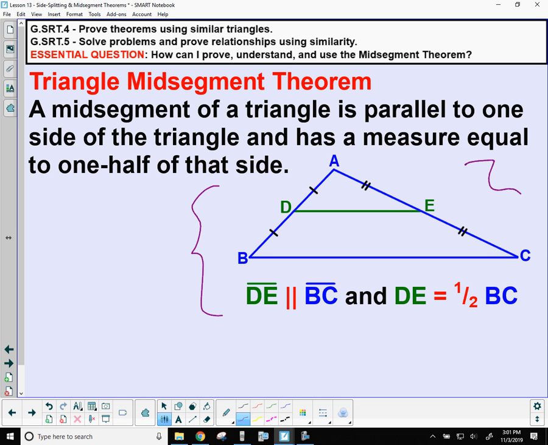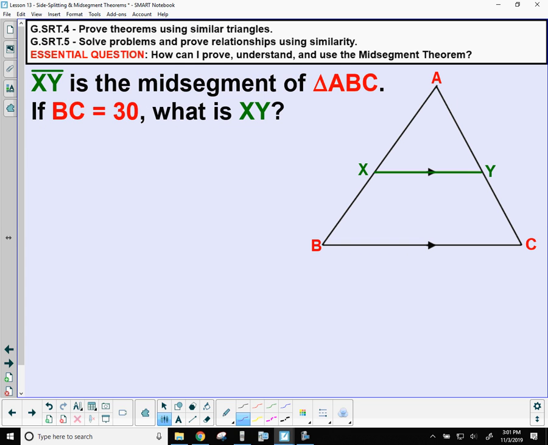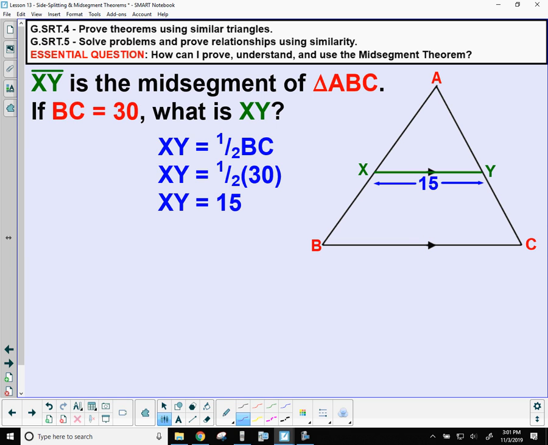Blue. So XY is the midsegment of ABC. BC is 30. Again, label this stuff. BC is 30. We just said it should be half, so our answer should be 15. Half of 30 is 15. And if we went the other way, EF is 12.5.